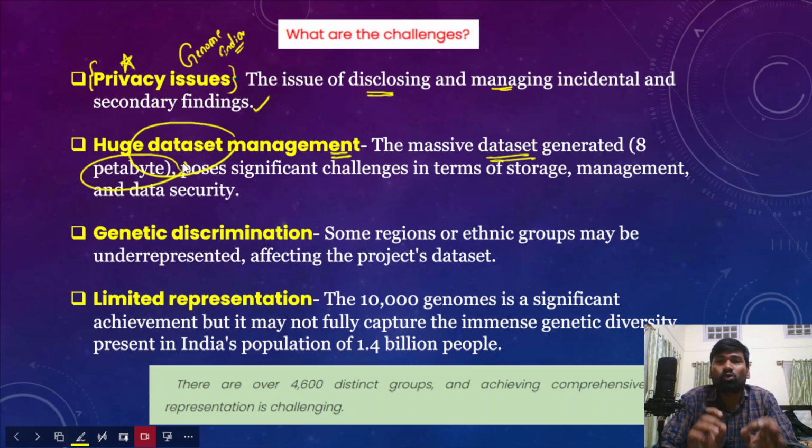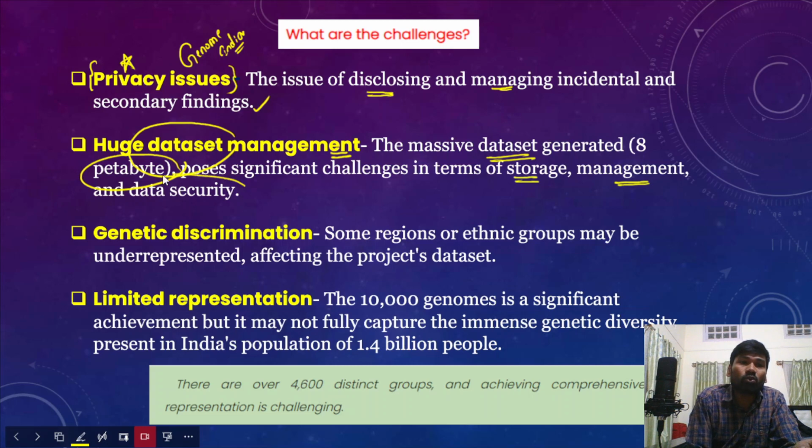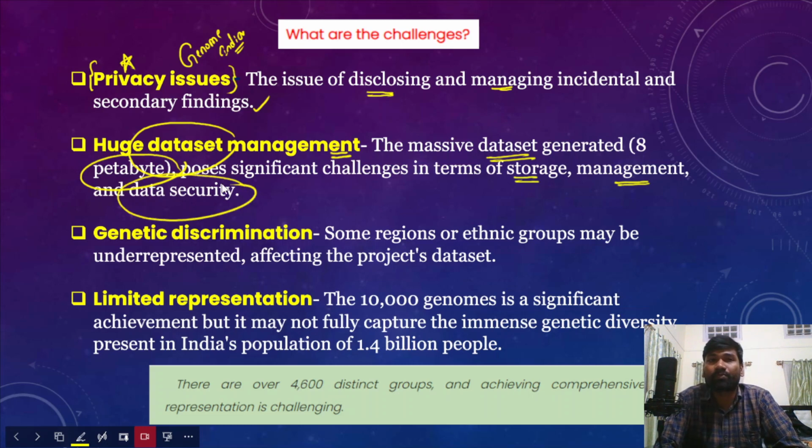Okay, so this poses significant challenges with respect to storage, management, and retrieval of the same data, and it also poses data security concerns, particularly because of cyber crimes. So cyber crimes would pose a lot of challenges to the data security of this particular genetic data of Indians.